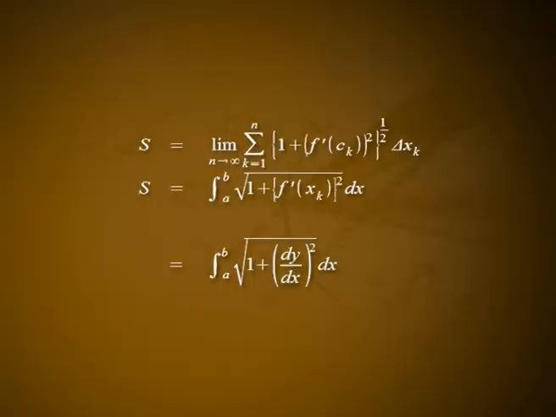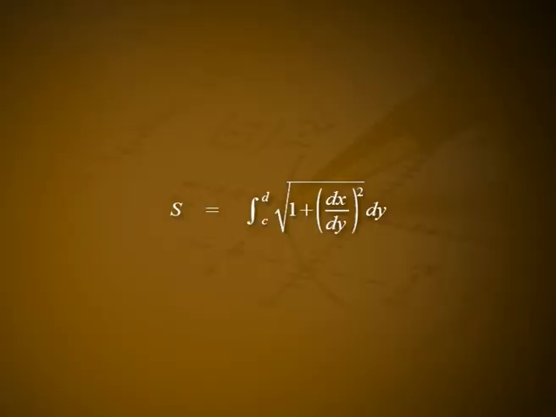Therefore, S is equal to limit of summation k varies from 1 to n (1 plus f dash of ck square) whole raised to 1 by 2 delta xk as n tends to infinity. That is, S is equal to integral a to b square root of 1 plus f dash of x square dx, which is equal to integral a to b square root of 1 plus (dy by dx) square dx.